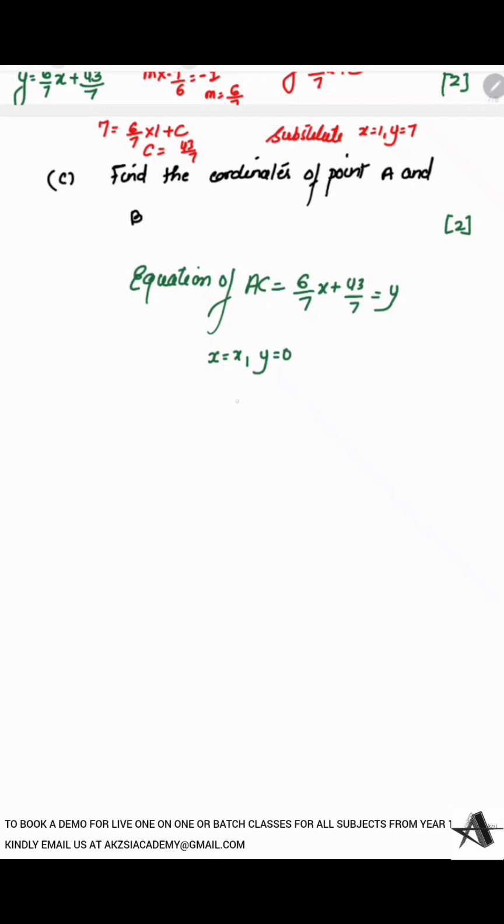So it will be 0 equals 6 over 7 x plus 43 over 7. Bring it here. Negative 43 over 7 equals 6 over 7 x, and finally x is negative 43 over 6. So the coordinate of A is (-43 over 6, 0).